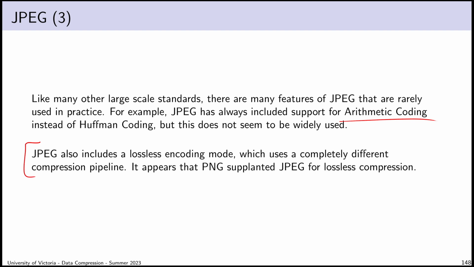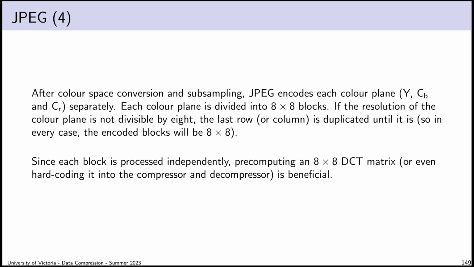JPEG also has a separate mode for lossless image encoding, but nobody seems to use that either. It does seem as if these days, if you want to encode an image losslessly, you'll use PNG. So we're not going to worry about the JPEG lossless pipeline.